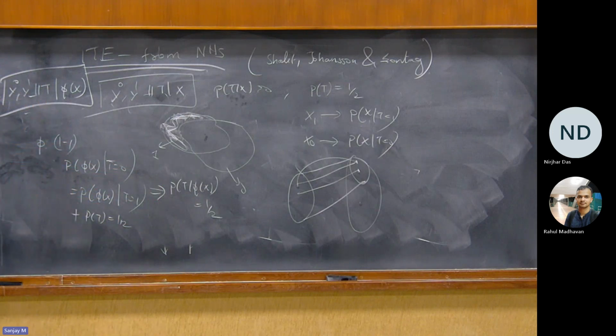Saying that P of T given X is equal to P of T given pi of X is half. Okay. If this is true, if you manage to achieve this, then this is true. I'm not claiming you can do all this. I'm only saying that if you can manage to achieve this, you can do it.